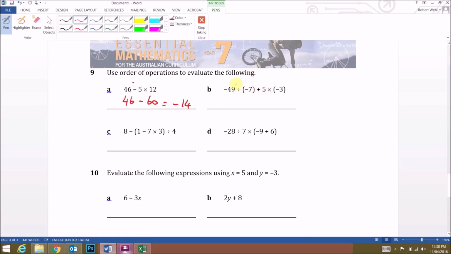Alright, B, we have 1, 2, 3 operations. Division comes first, okay? So 7 goes into 49, 7 times, sorry. They're both negatives, so that means we're left with +7 plus 5 times -3. We need to do this one next. 5 times 3 is 15.